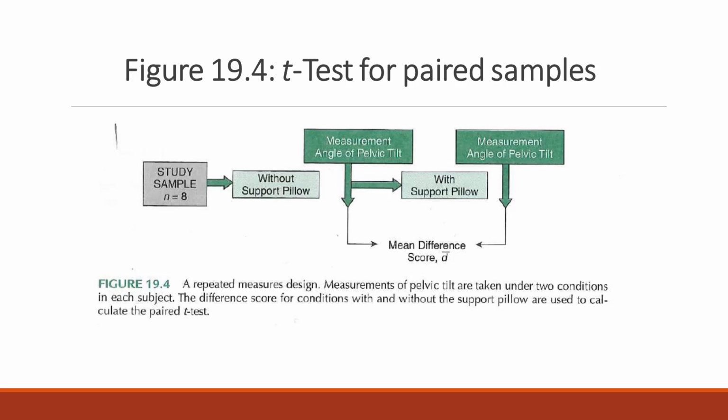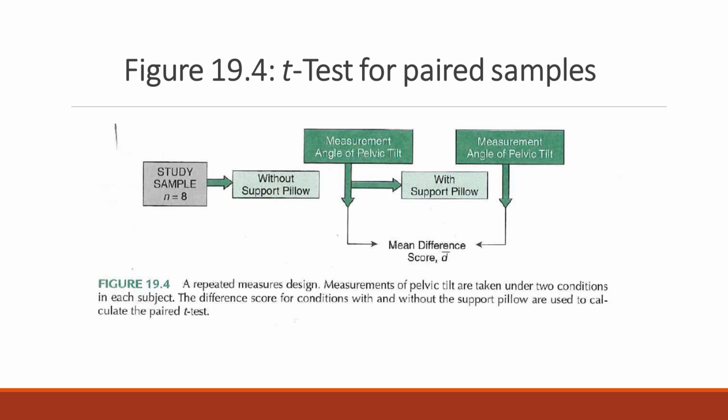Now, let's consider another statistical procedure. In this scenario, we set up a study to test the effect of using a lumbar support pillow on angular position of the pelvis in relaxed sitting. We hypothesize that pelvic tilt will change with use of a support pillow, a non-directional hypothesis.